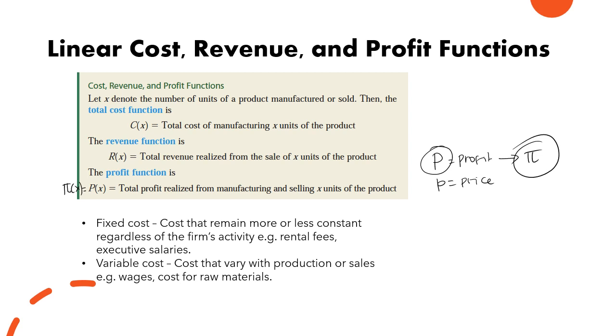Inside the cost function, the total cost function mainly comes from fixed cost and variable cost. Fixed cost is the cost that remains more or less constant regardless of the firm's activity, for example, rental fees, executive salaries, etc. And variable costs vary with production or sales, for example, wages, costs for raw materials.